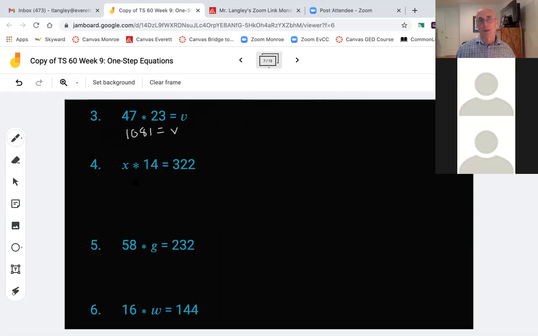This is the times symbol, right? What is the opposite? It's to divide. So if I divide by 14 on this side, then I have to do the same thing on this side. I'm doing the opposite operation. These 14s cancel out, leaves me x equals 322 divided by 14, and that gives me 23, okay? I did that on my calculator.